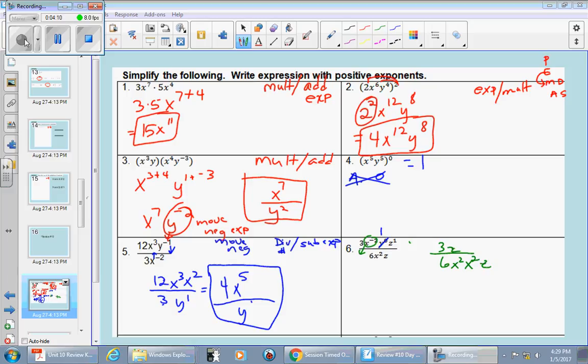Now we're going to divide and subtract, but combine these two. So this can become 1/2. So we have 1 over 2. The z's cancel. And on the bottom, we have x squared plus x squared, so it's x to the 4th. Final answer.